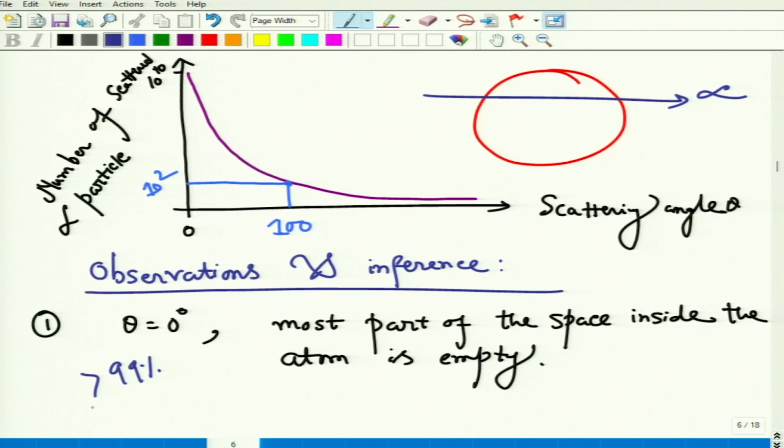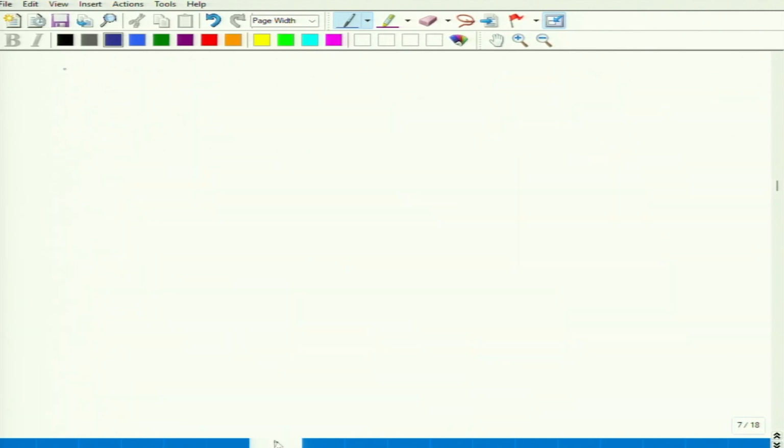Okay, it's greater than 99% in fact. So you can say that most of the part inside the atom is empty. This was the first observation. Now what was the second?